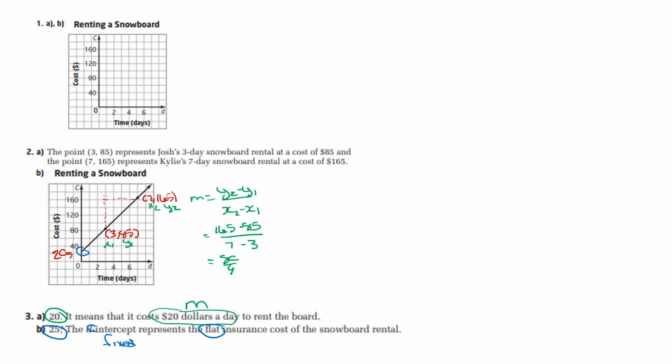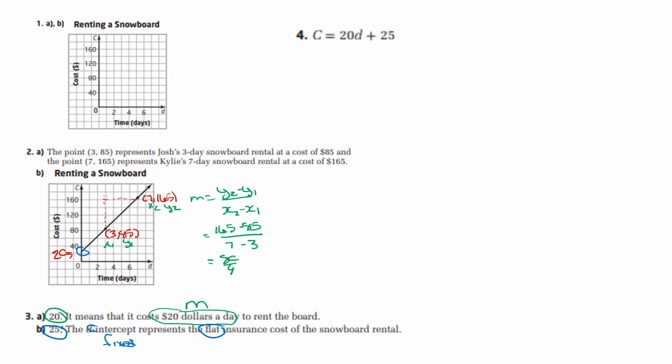Question 4 says, write the equation of the line in the form C equals MD plus B. So here is the equation that we just took from the numbers from question 3. We use the variables in the question. And number 5 said, use the graph to find the cost of renting a snowboard for 5 days.